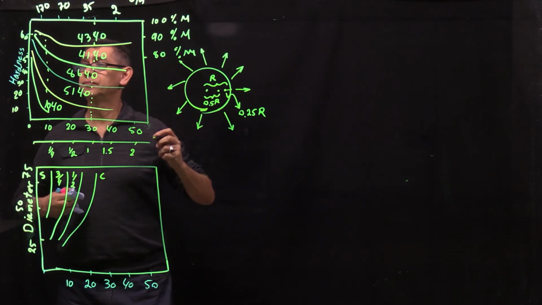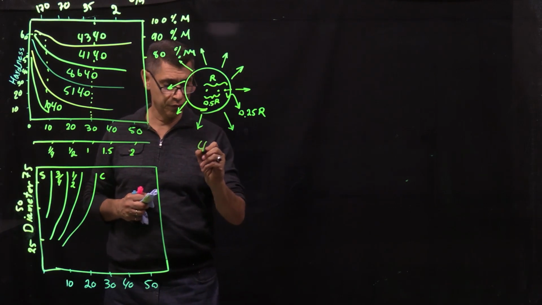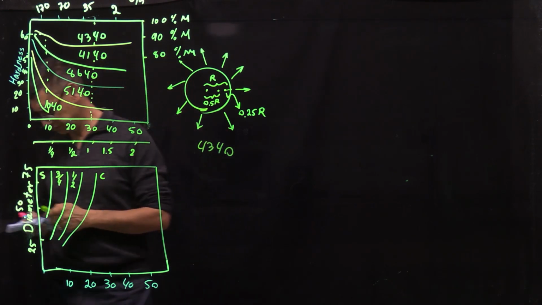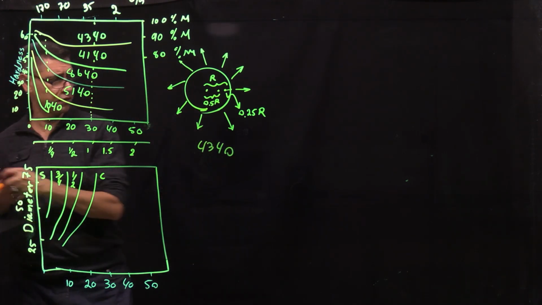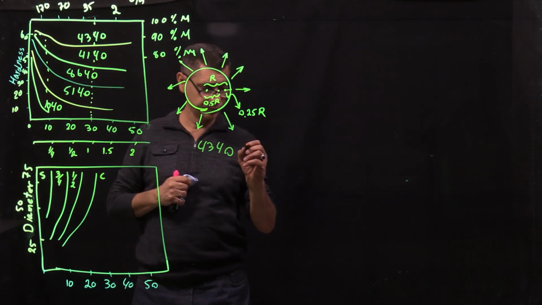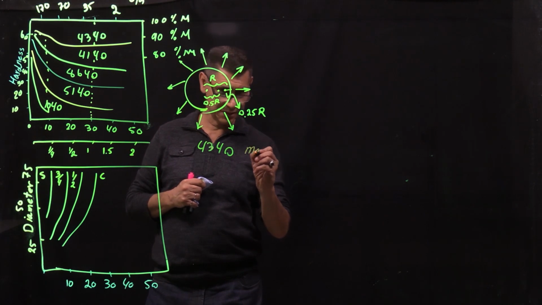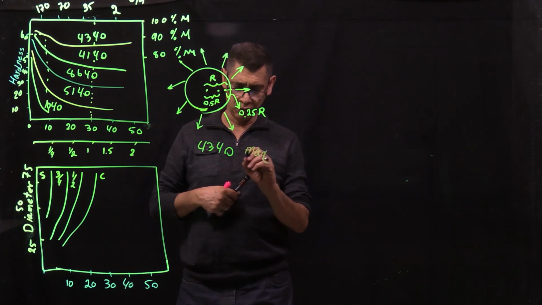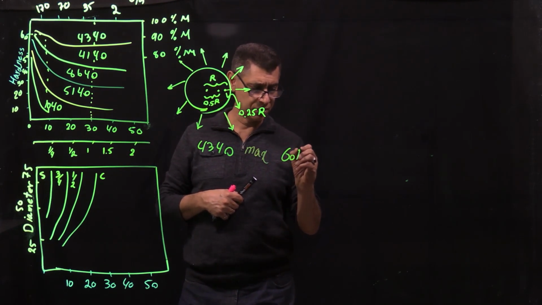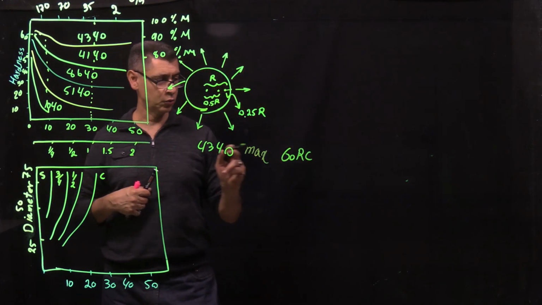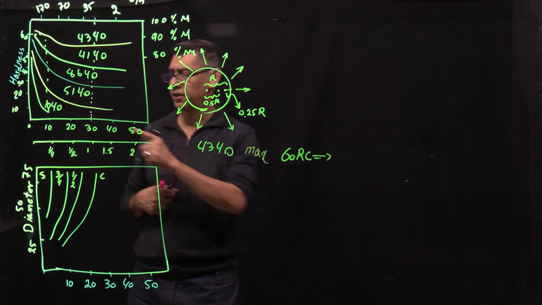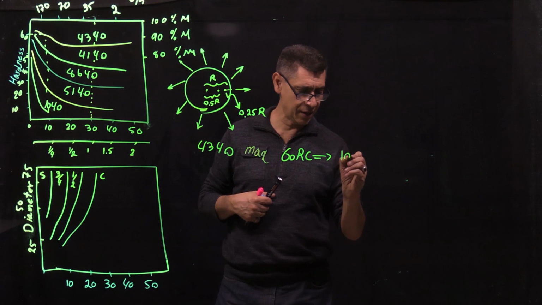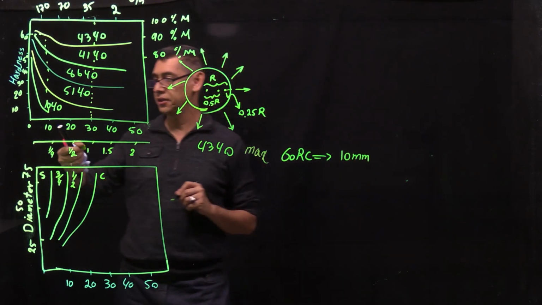So I want to get, for 4340, maximum hardness of 60 Rockwell C. That means right away I realize my Jominy distance is 10 millimeter. This is the Jominy distance right here.